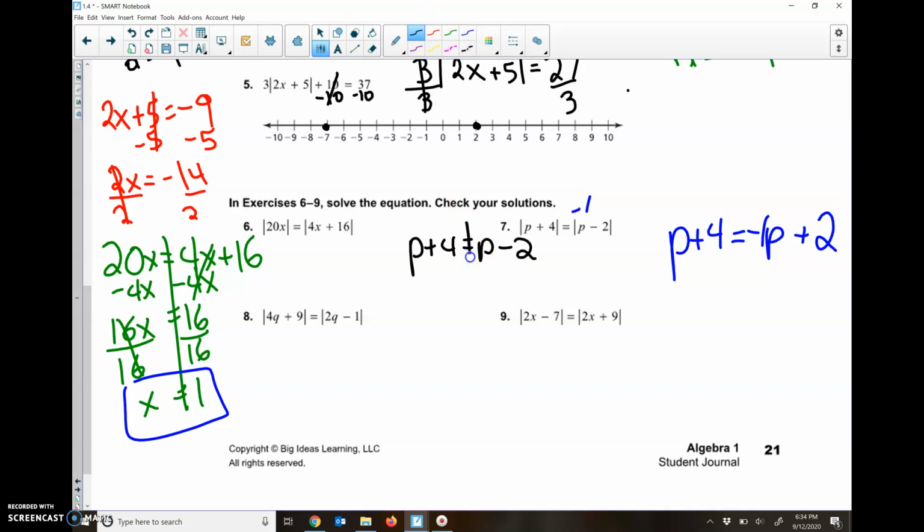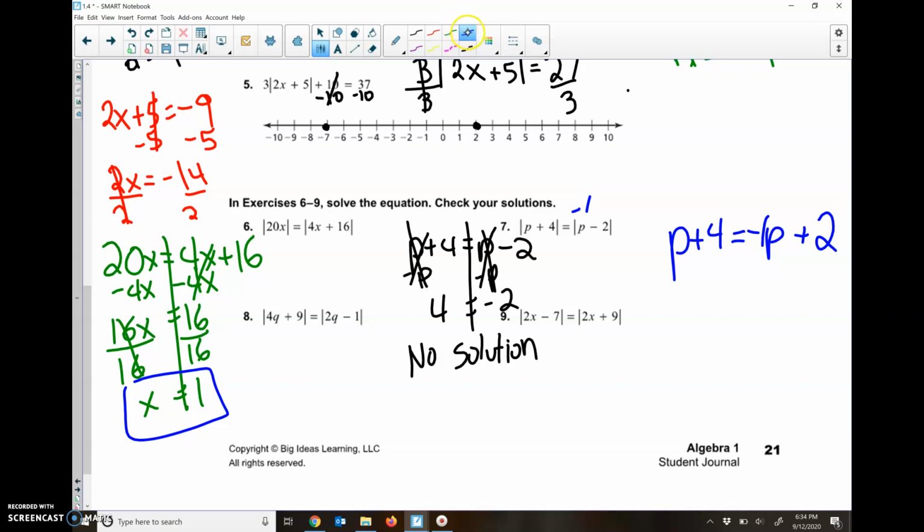Here, let's get our p's together. Subtract p, subtract p. Uh-oh, p's are canceled. 0p, 0p. I end up with 4 equaling negative 2. Well, that's not true. So this part of the equation is going to be no solution. That's not possible. 4 does not equal negative 2.